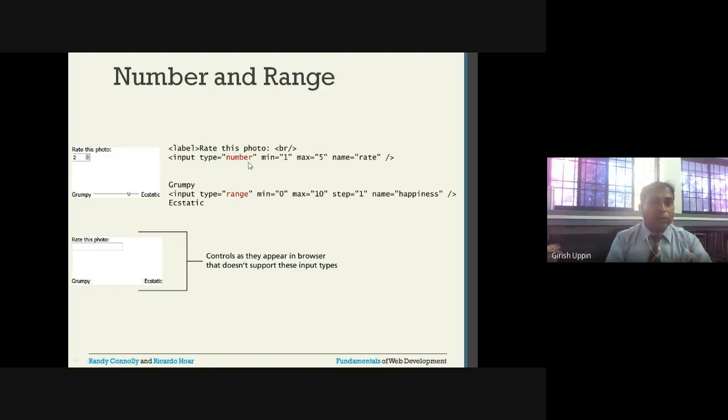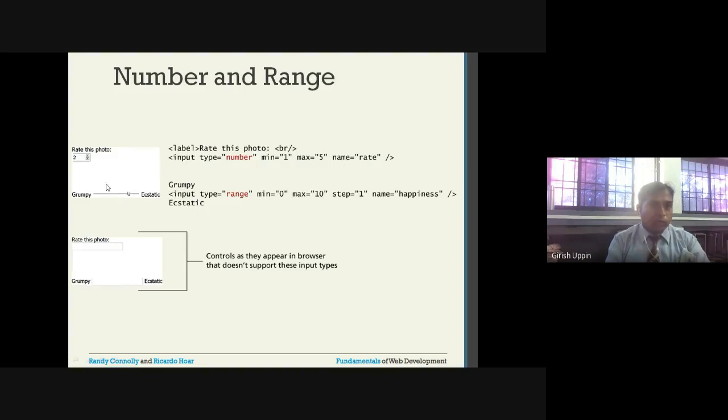And there are certain attributes that you can use which will give additional functionality. In this case, for number, I have minimum 1 and maximum 5. If you try to enter any value less than 1, it will not allow, and if you try to enter any value more than 5, it will not allow. So you have to enter a number between 1 and 5. The name given to this control is rate. This is what will be sent. If you select 2, when you do the submit, it will say rate is equal to 2.